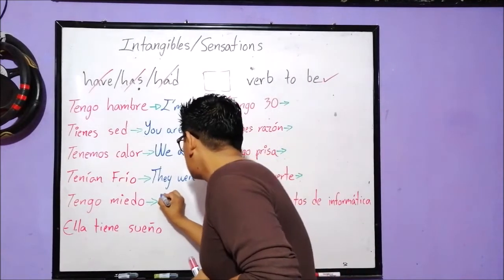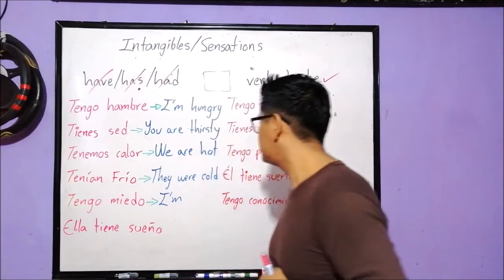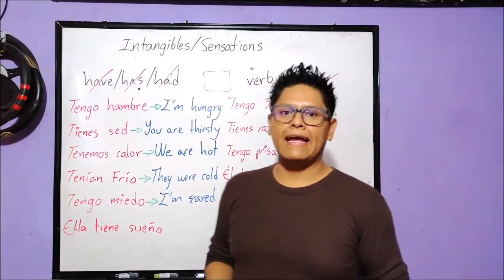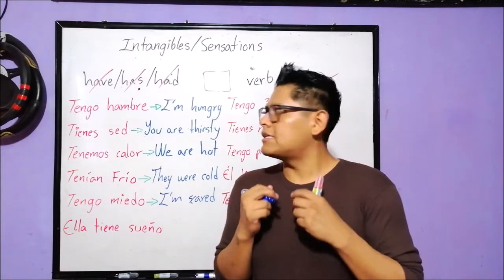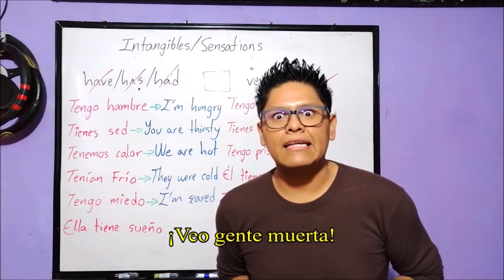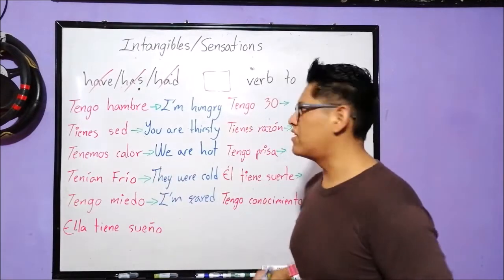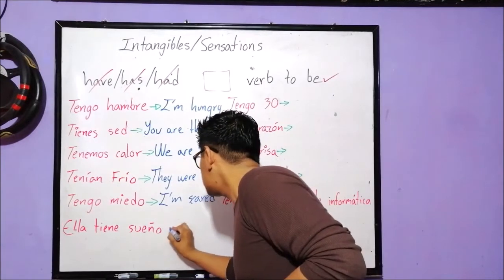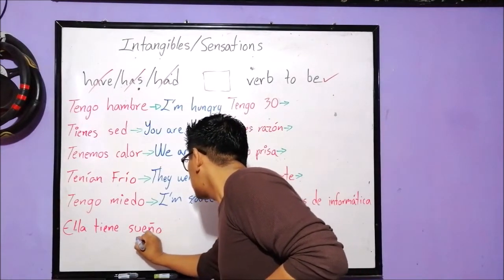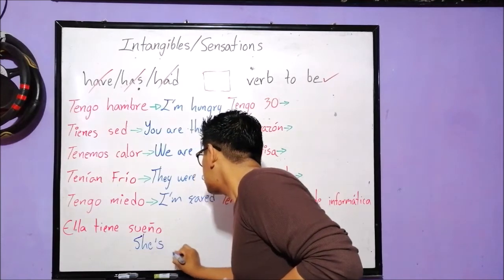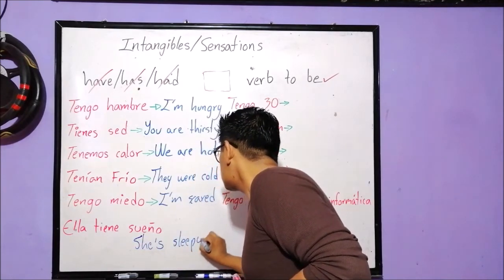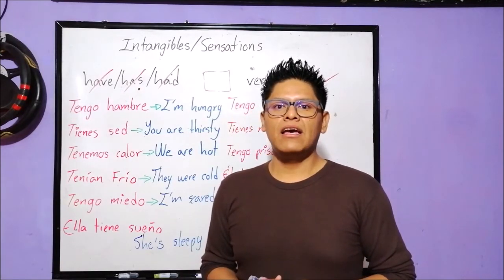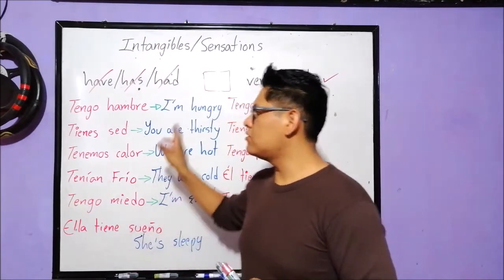Tengo miedo, okay? I'm scared. I'm scared. I see dead people. Just like that, just like the movie, got it? So, ella tiene sueño. We can say that, which is, she's sleepy. Got it? She is sleepy. Okay, we are using the verb to be.